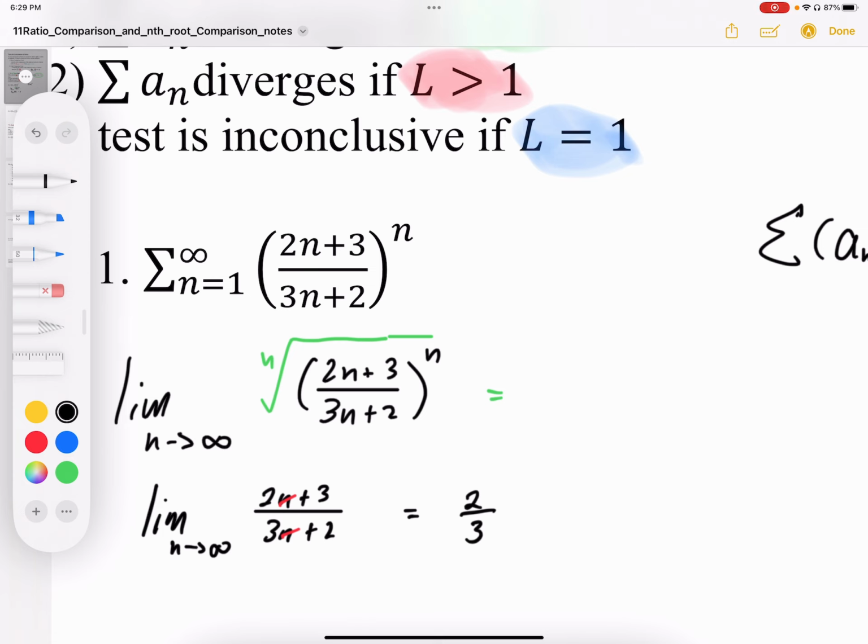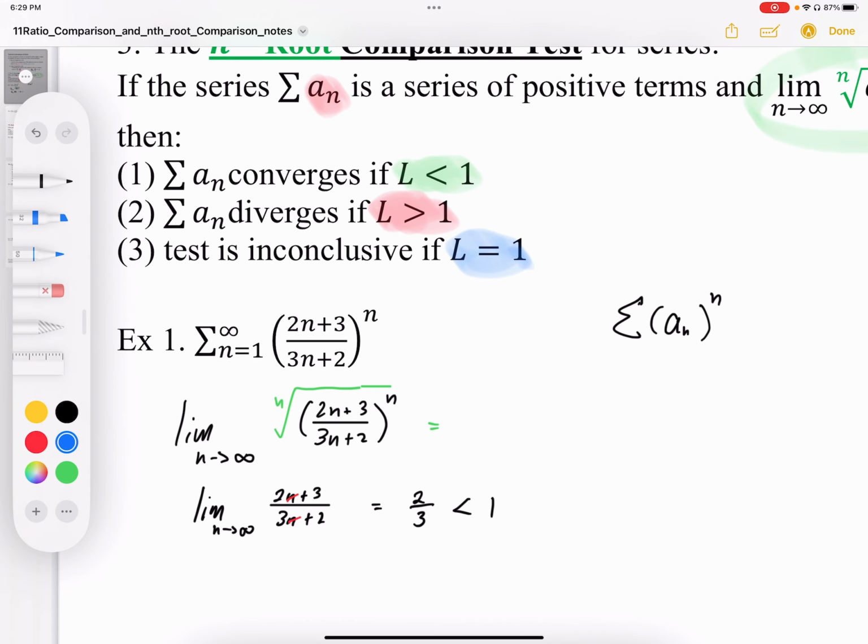So what that tells us is that this is less than 1. If we take a look at what we're going to conclude, if it's less than 1, we know that this series must converge. So less than 1, therefore, this is a converging series.